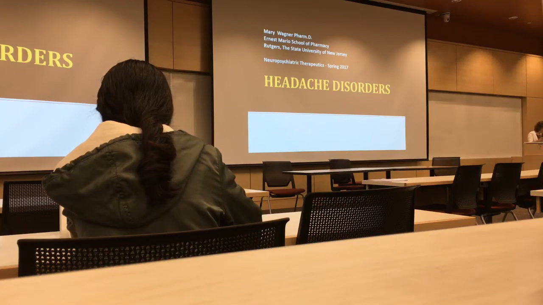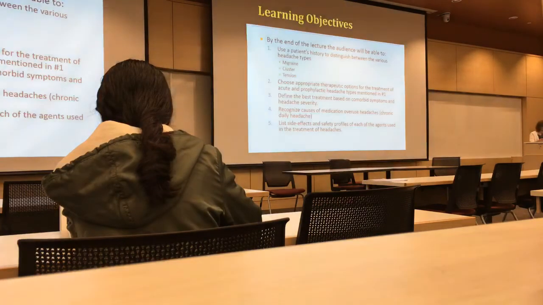So what I hope to do today is go over the different types of headaches. We have migraine, cluster, and tension. We'll put most of the focus on migraine, how to pick the right agent, and then based on comorbid conditions, and also selecting preventative care measures for these people, and understanding the side effects and safety profiles of these agents.